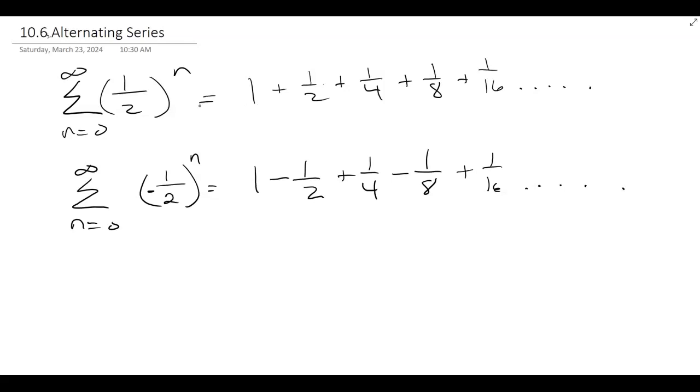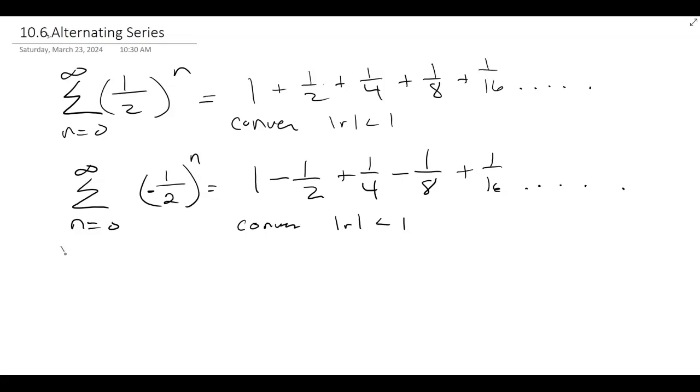So again, we know our basic 1 half to the n converges because we said the absolute value of r is less than 1. Notice this, by the definition of a geometric series, it totally still converges because the absolute value of r is less than 1. So that doesn't change anything, because we know this is still a geometric series.